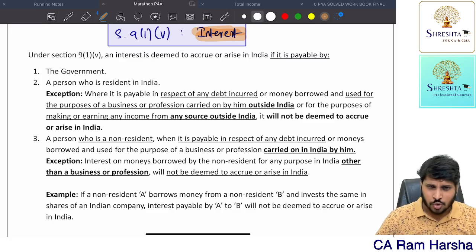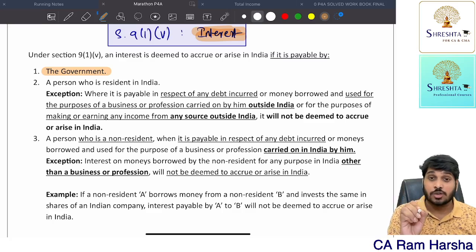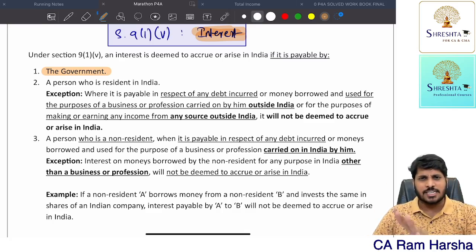Now, where is the source of income? Accrual of income is from the Indian government. So, the source of income is in India. So, that interest is deemed to accrue or arise in India. Accordingly, the source is in India. It is taxable. Whether you are a non-resident or resident doesn't matter.